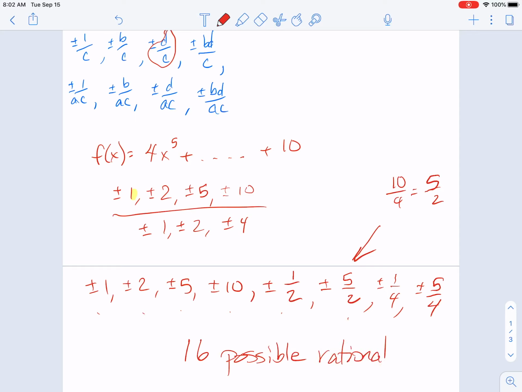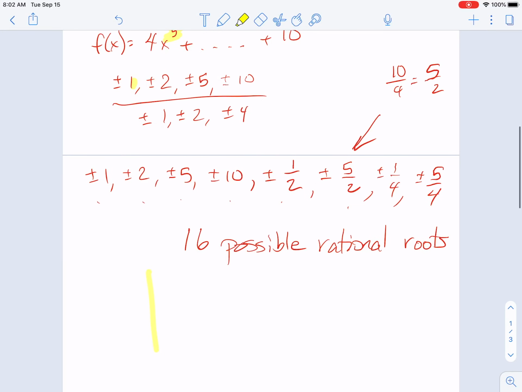And I've listed what they are. We know that we can't have 16 rational roots because this is only raised to the 5th power. So you'll have as many as 5 rational roots. You will have exactly 5 roots. Some of them might be repeated, or some of them might be irrational or non-real, but there will be 5.